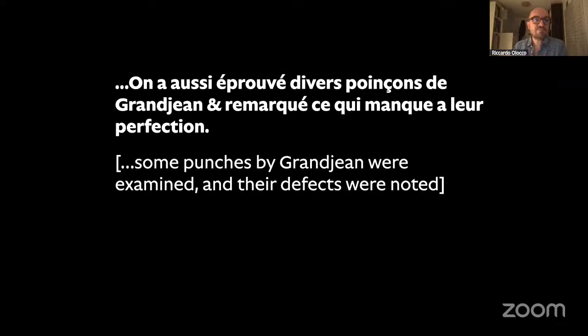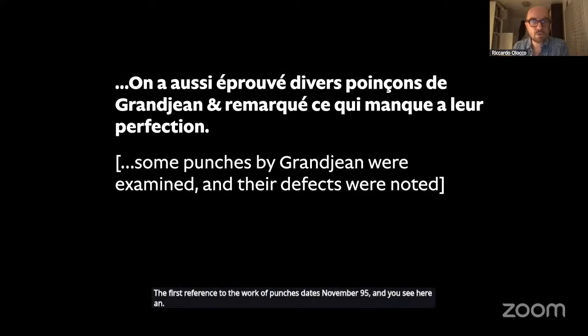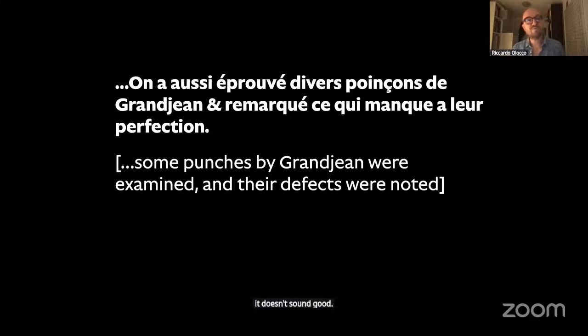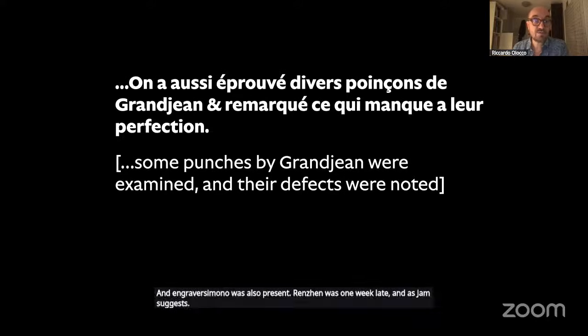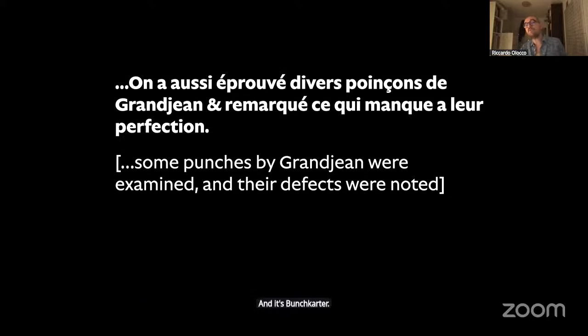The first reference to the work on punches dates to November 95, and you see here, it doesn't sound good. The committee met with Grandin to check his initial work, and the engraver Simoneau was also present. Grandin was one week late, and, as Jean suggests, this passage seems to point to a certain tension between the committee and its punch cutter. Well, we know that the initial work on the Romain du Roi was not easy.